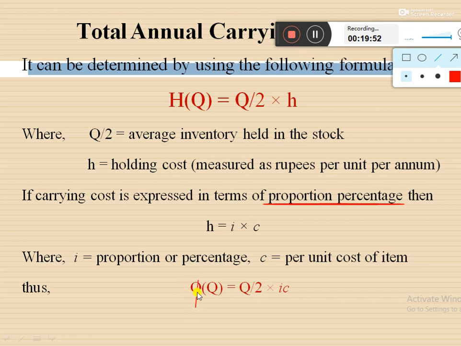It is equal to H. By mistake it is written as O, but it should be written as HQ, which denotes the annual carrying cost.